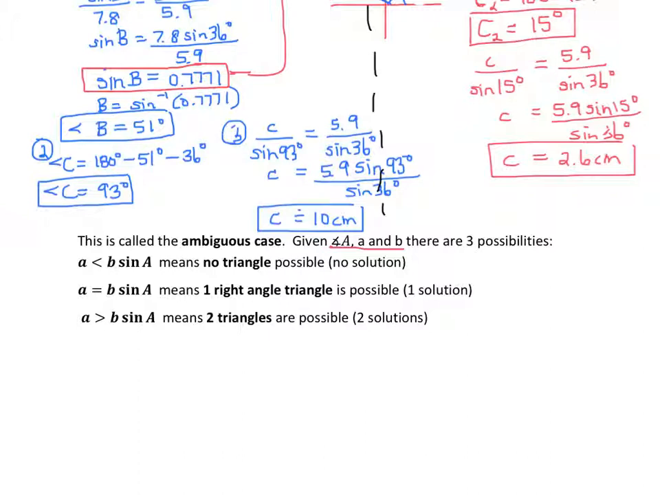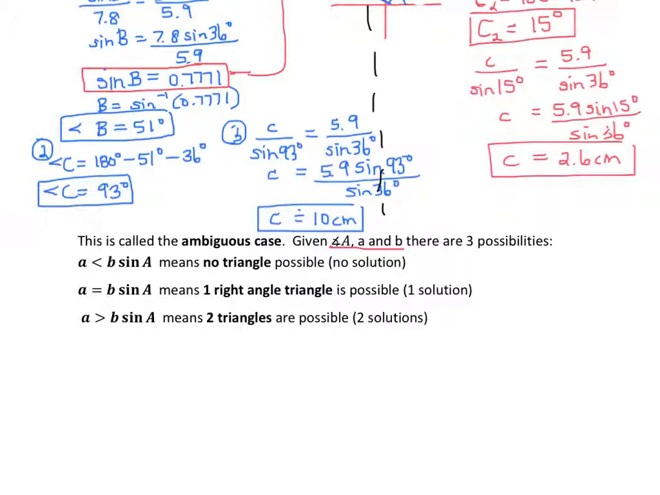What we do first is we calculate B sine A, as in B times sine A. Then compare that result to the length of side A. If side A is less than that result, then there's no triangle possible. You can't draw that triangle at all. If A equals B sine A, there's one triangle possible, and that would be a right triangle. But it's when A is greater than B sine A that there would be two triangles possible.